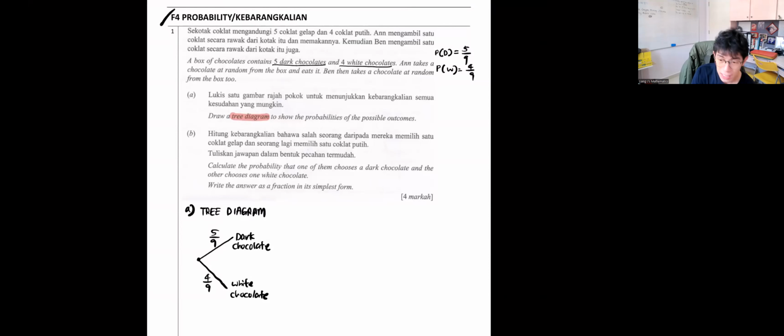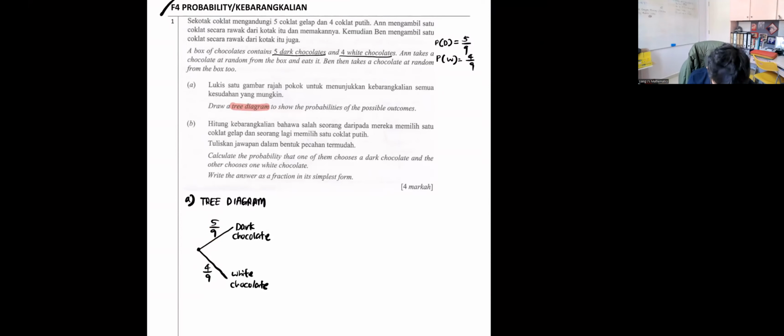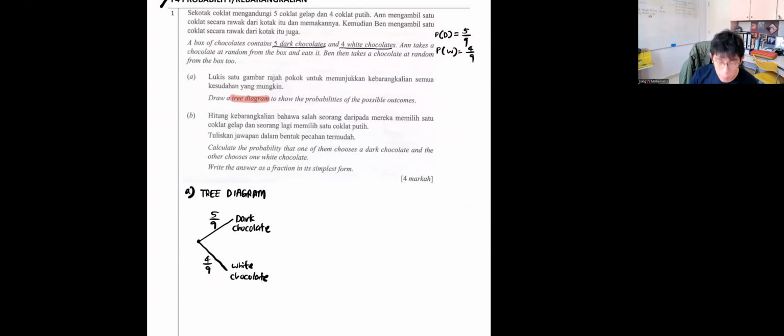Everyone, can you explain to me using one word, what is the 9 indicating? Just using one word. Yeah, thank you, total. Krynut, what is that 5 indicating? The specific probability, like event. Okay, the event, they want the dark. And then the 4 will be your white chocolates event, right? The specific event.